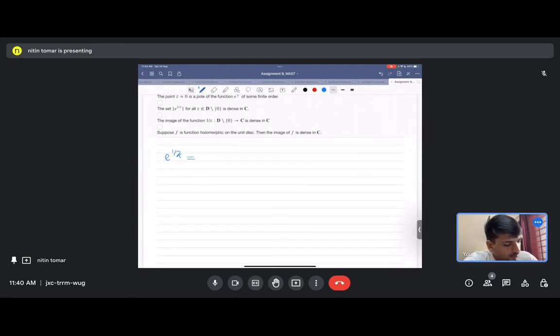So e power z, how does it look? It is 1 plus z plus z squared by 2 factorial, and so on. This is for all z in C. Do all of you know that? Yes, sir. Okay.